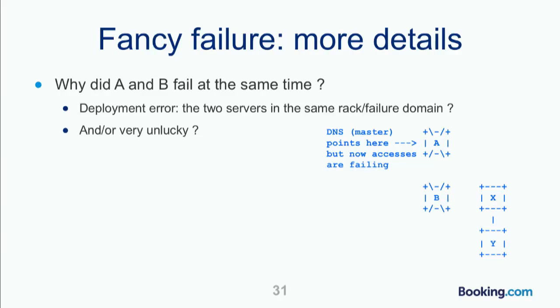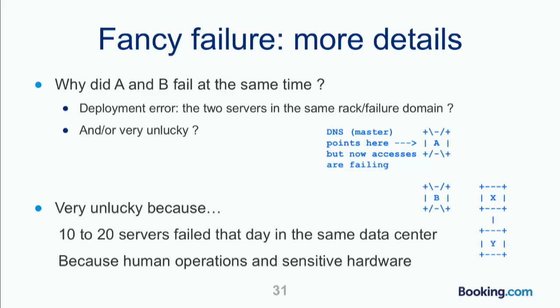So were we just lucky that A and B failed? The thing is that when we had a look later, it turned out that yes, we were a bit unlucky. But actually, these weren't the only two boxes to fail. I think we had between 10 and 20 servers failed in the same data center. We had some people there doing some work. They happened to be seating some new blades in a chassis or something like that, and pushing a bit too hard or something like that happened to disconnect the blades adjacent to the ones that were being added.